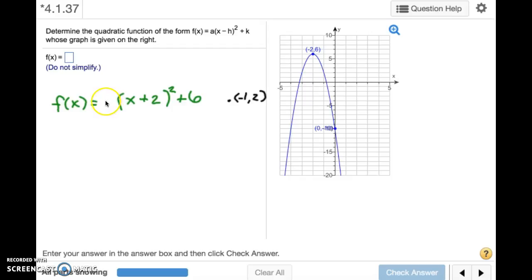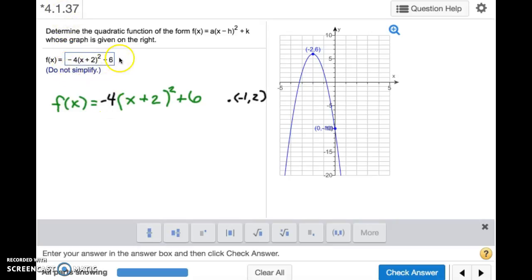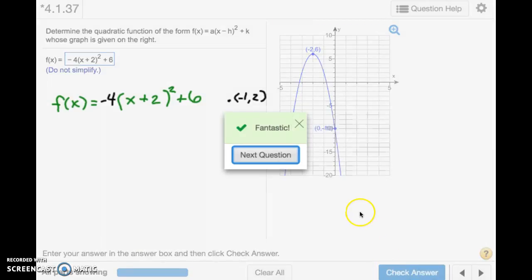So now if I go back in here, I can put a -4 in, and I will enter my answer so that we can check it. And now that I have that equation entered and I check my answer, we have it correct. Let's look at one more example. This time we won't have a graph, so we'll have to do a little bit more work.